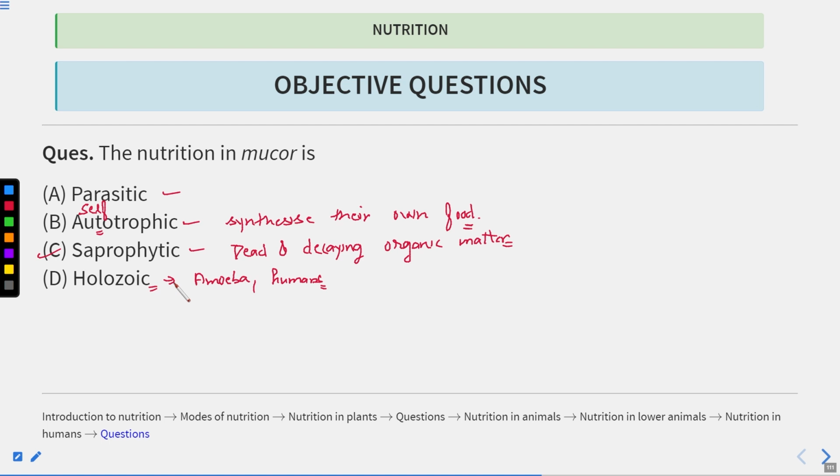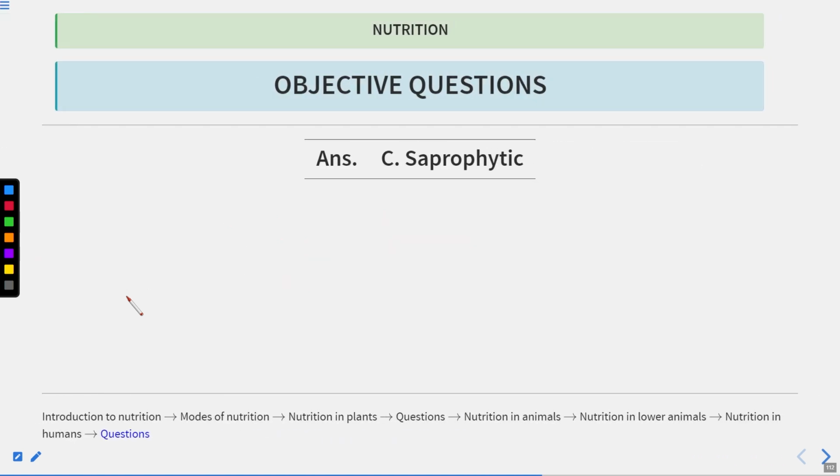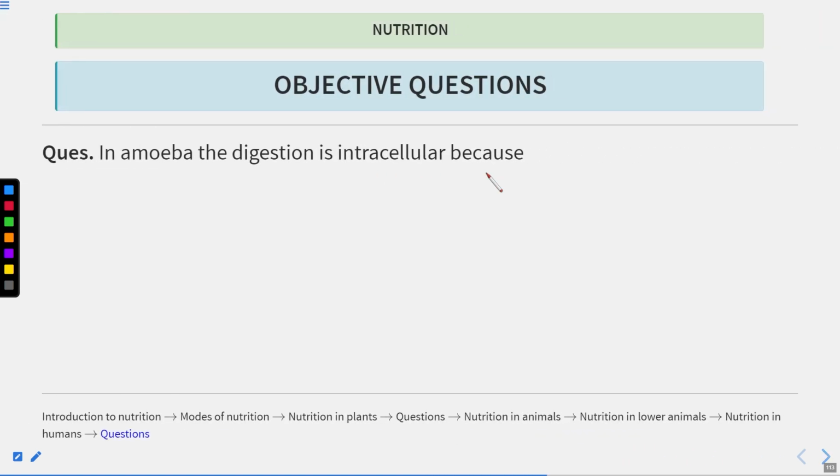So here what happens? In holozoic nutrition, mostly the food consumed is solid, but some liquid food is also consumed, and that is later on digested, assimilated, and ingested. In holozoic mode of nutrition, various types of food are consumed by the organisms. So what should be the answer here? Saprophytic, as mucor is a fungi, and members of the fungi mostly obtain nutrition through saprophytic mode. The next question is, in amoeba, the digestion is intracellular, means within the cell.